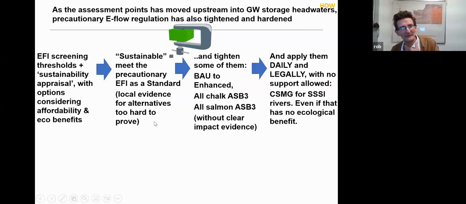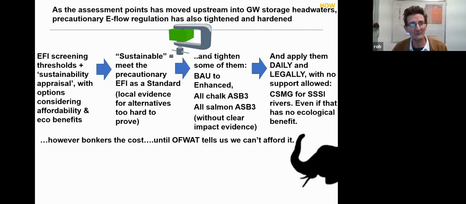And on the far right of this, I've put the approaches currently being applied to SSSI rivers. Natural England has the Common Standards Monitoring Guidelines standards, which are very much like the environmental flow indicator, but they have to be applied on a daily basis. So they're not flow duration curve based, they are flow on the day based. They have a legal weight, and they have been defined as part of the favourable condition criteria for these river systems. So they have to be met even if there's no demonstrable ecological benefit in meeting them. They still have to be met in order to tick that box. And all of that is true at the moment, however bonkers the cost. So I'm giving this one another elephant.